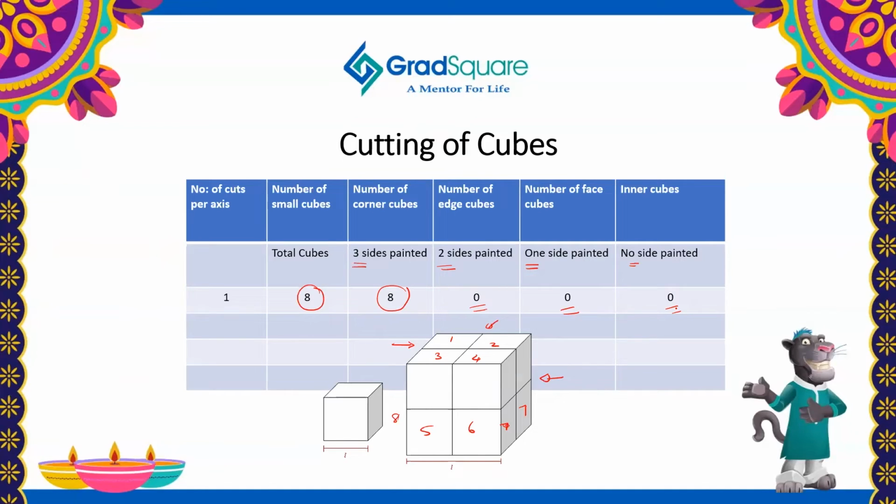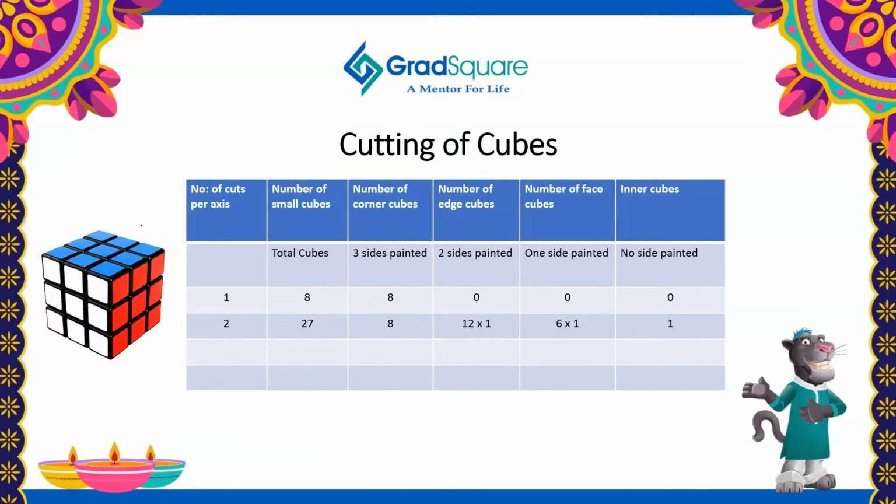Let's look at how it will look like when you are having 2 cuts per axis. So in this, I'm going to make 2 cuts per axis. If you see on the top, you have 9 cubes. Here you have 9 cubes. Here also you have 9 cubes. So totally 27 cubes. 8 of them are corner cubes. You can well remember here that the corner cubes are always going to be a constant and it will never change because the number of corners don't change when you're cutting the cubes, isn't it? So it will be 8.